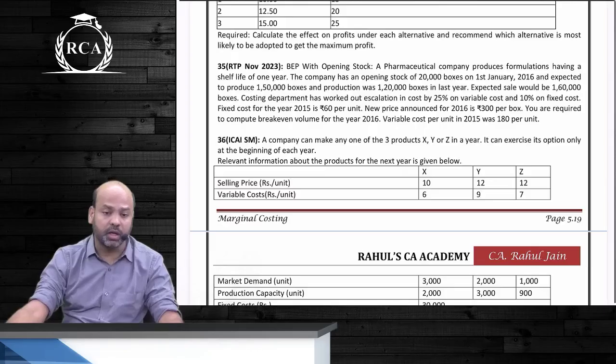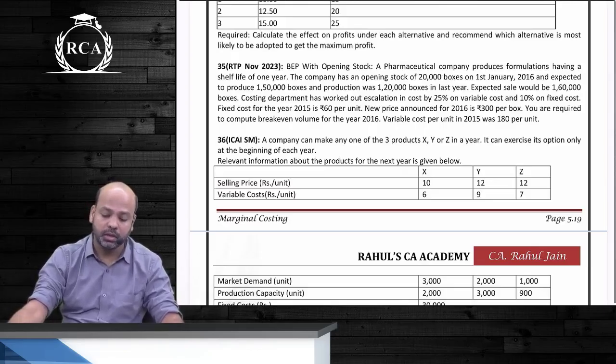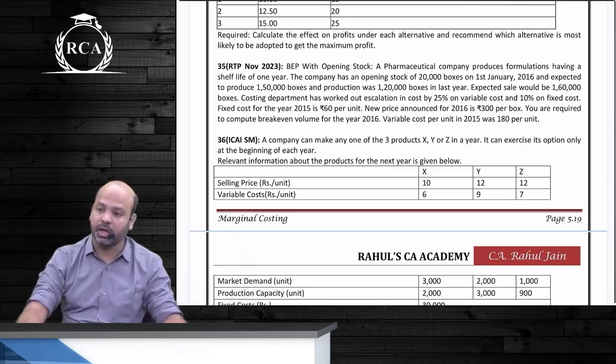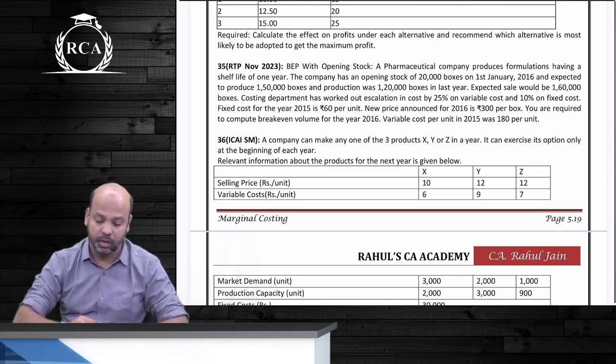A pharmaceutical company produces formulations having a shelf life of 1 year. The company has an opening stock of 20,000 boxes as on 1st of Jan 2016. It is expected to produce 1,50,000 boxes, and the production in the last year was 1,20,000 boxes. Last year we produced 1,20,000. Current year we are going to produce 1,50,000 boxes. Expected sale would be 1,60,000 boxes in the current year.